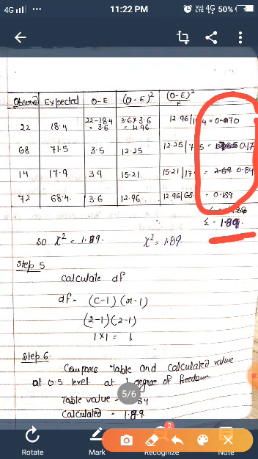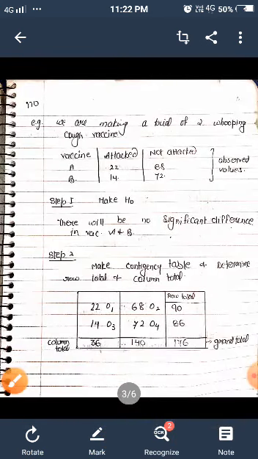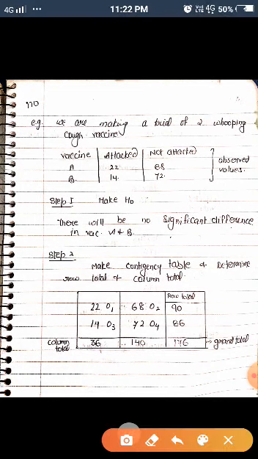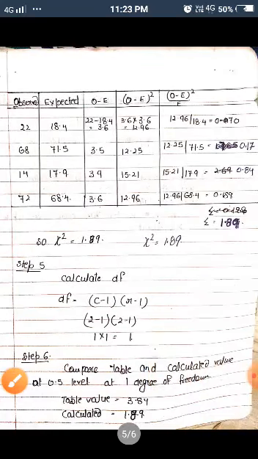The next step will be the calculation of the degree of freedom, and the formula for degree of freedom is column minus 1 into row minus 1. Now you need to see how many columns we have. We have two columns, this is the first column and this is the second column. And how many rows do we have? This is the first row and this is the second row. So we have two columns and two rows. So 2 minus 1 into 2 minus 1, and the degree of freedom will be 1.